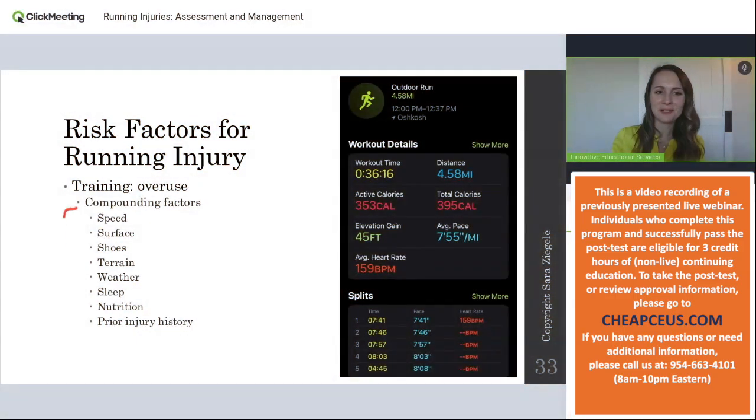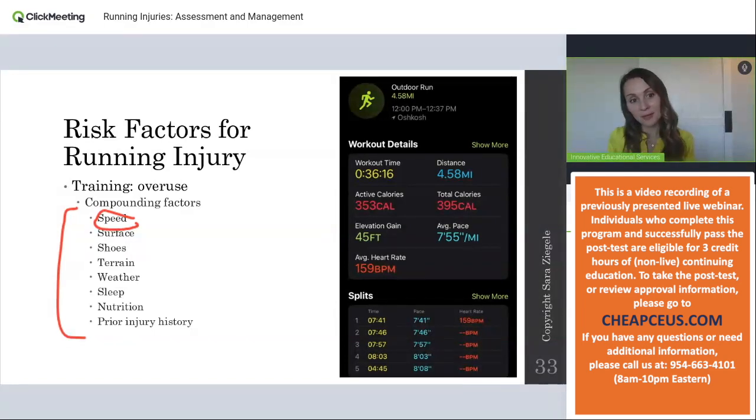There are a few other compounding factors that go into that. So speed is one of them. We know that it's a little different if you're running a mile at a 5:30 pace than if you're running at a 12-minute pace. Surface, so things like, are you running on sidewalks? Are you running on beaches? Shoes can make a difference. Terrain, we all know that running hills is not the same as running flats.